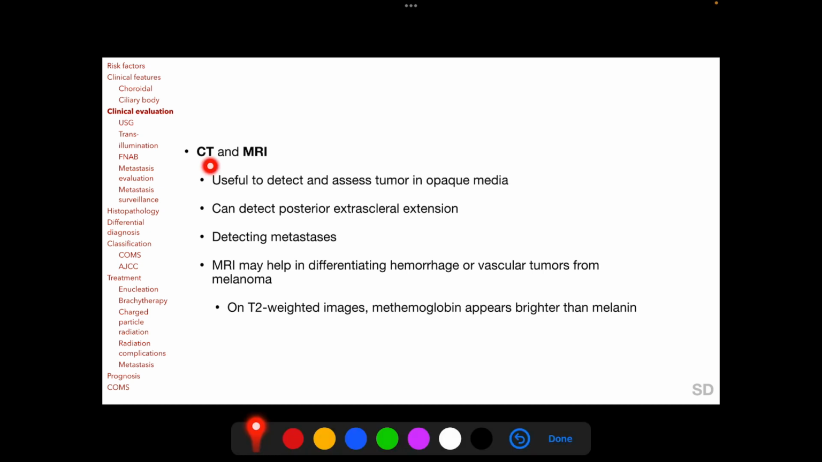CT scan and MRI are not routinely done to characterize an intraocular tumor, but they are useful to detect and assess intraocular tumor in eyes with an opaque media. CT and MRI can also detect posterior extrascleral extension and can also be helpful in detecting distant metastasis. MRI may help in differentiating hemorrhage or vascular tumors from melanoma because on T2 weighted imaging, methemoglobin present in blood appears brighter as compared to melanin.